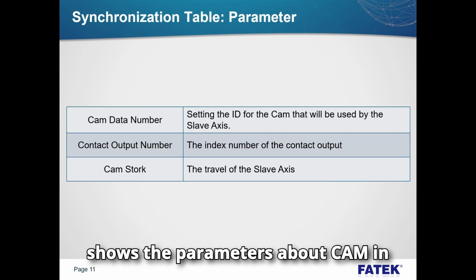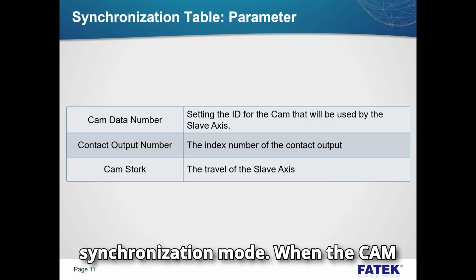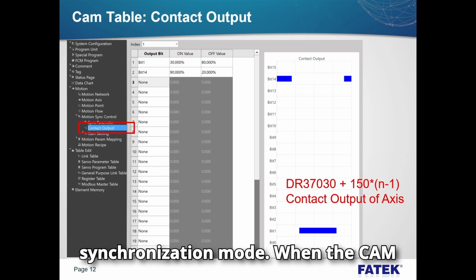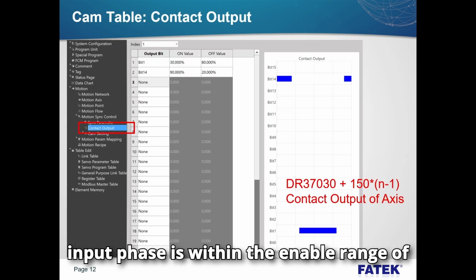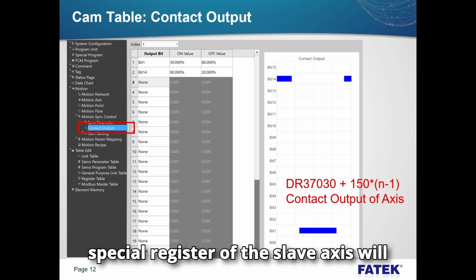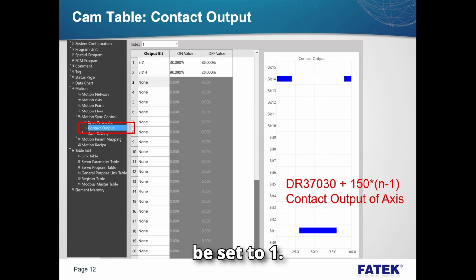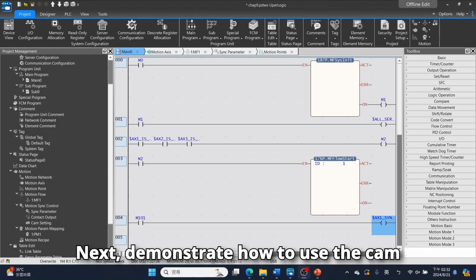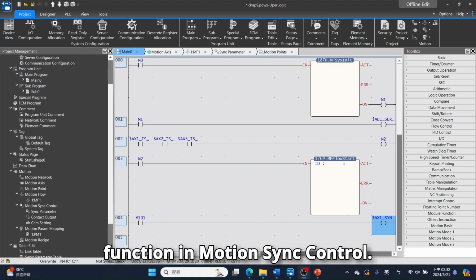This page shows the parameters about cam in synchronization mode. When the cam input phase is within the enable range of the contact output, the output bit of the special register of the slave axis will be set to 1. Next, demonstrate how to use the cam function in Motion Sync Control.